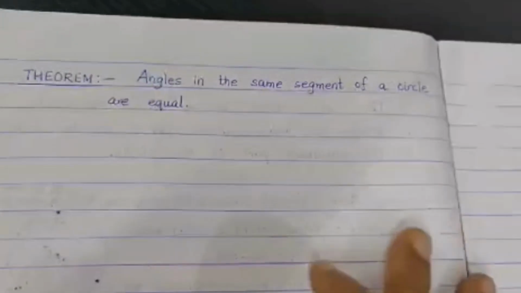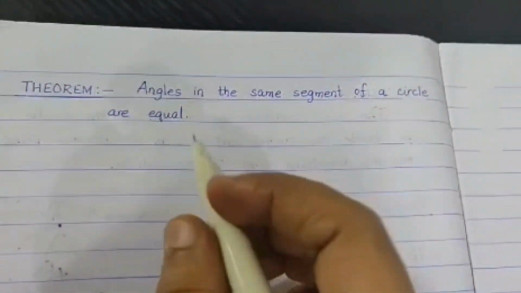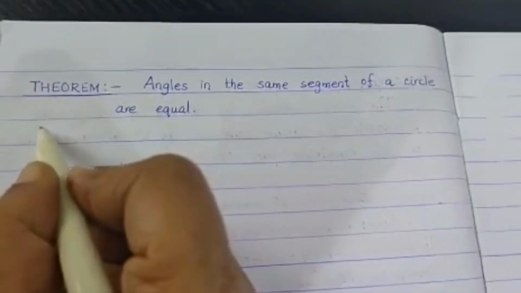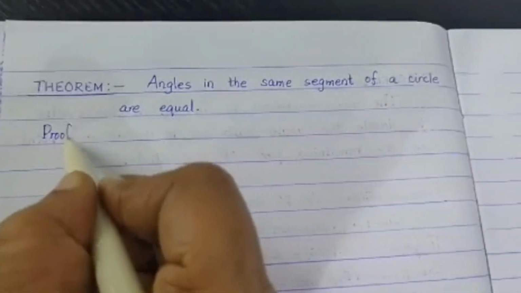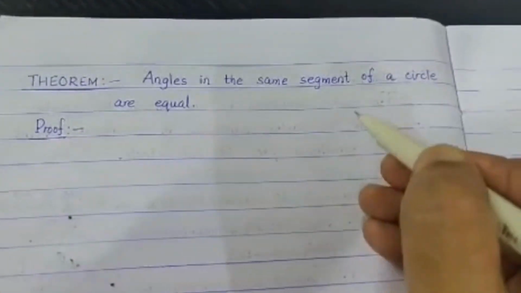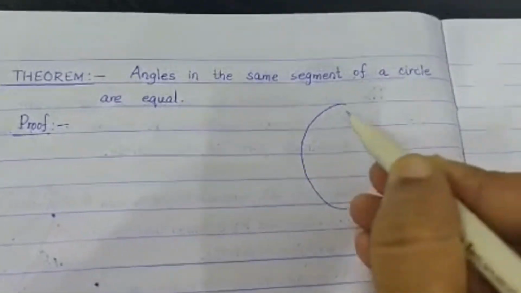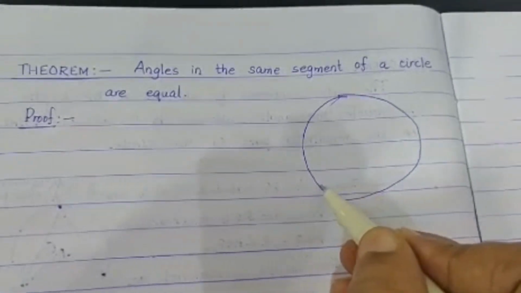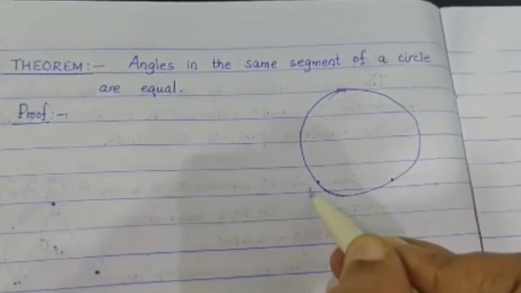Now let's understand this theorem. It says the angles in the same segment of a circle are equal. Let's see its proof. Angles in the same segment. Let's suppose this is the circle. This is the arc PQ.